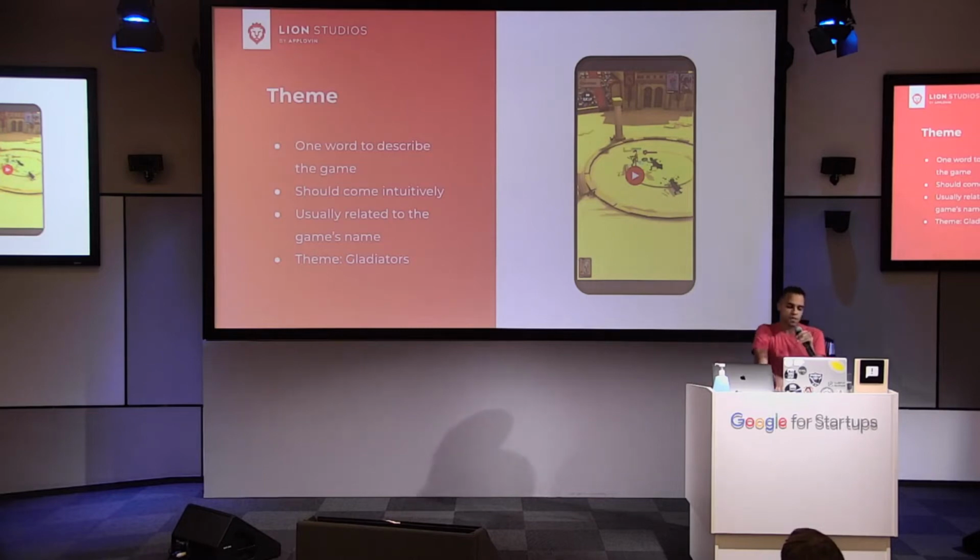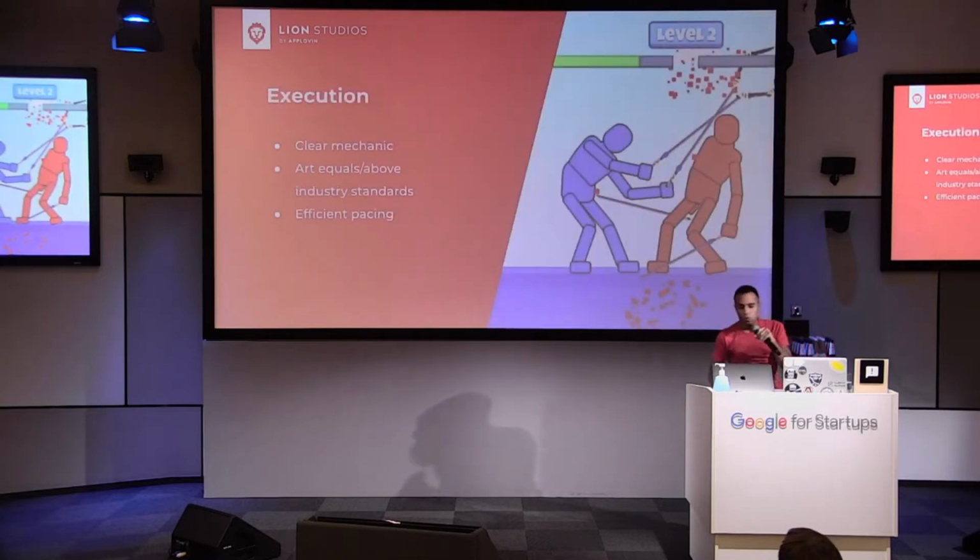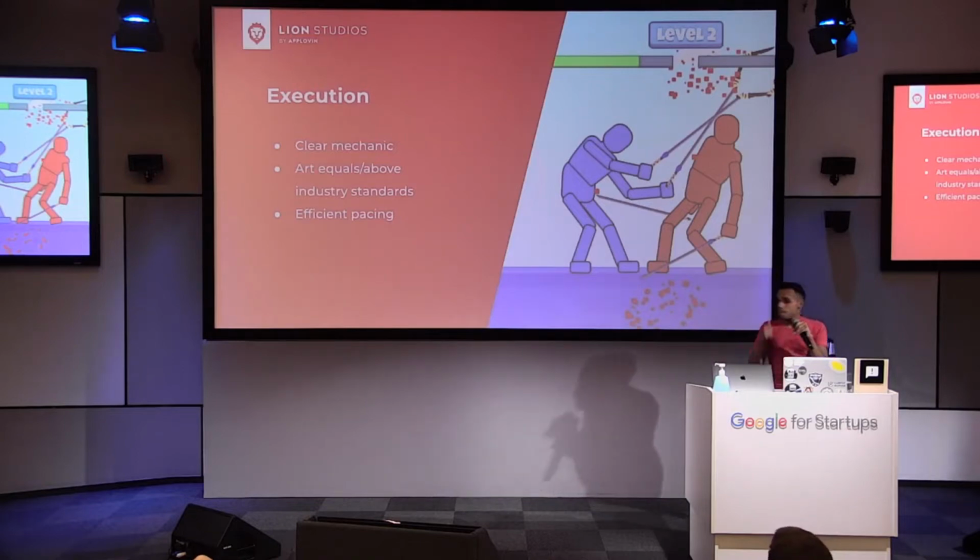So the second parameter is the execution. We're going to see some creatives with bad and good execution for the game Brutal Fighter. But basically, for the execution, we look at three parameters: mechanic, art, and pacing. The first one, the mechanic, is the most important one. The mechanic has to be clear and understandable for the user. Regarding the art, it should be equal or above the industry standards.